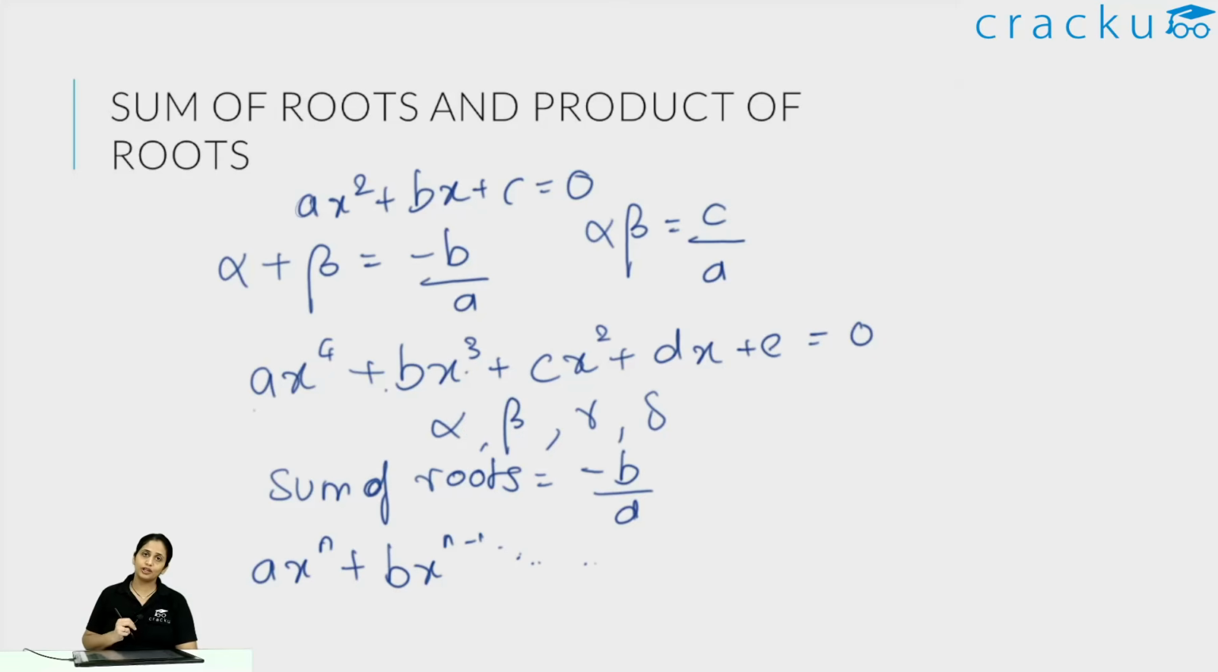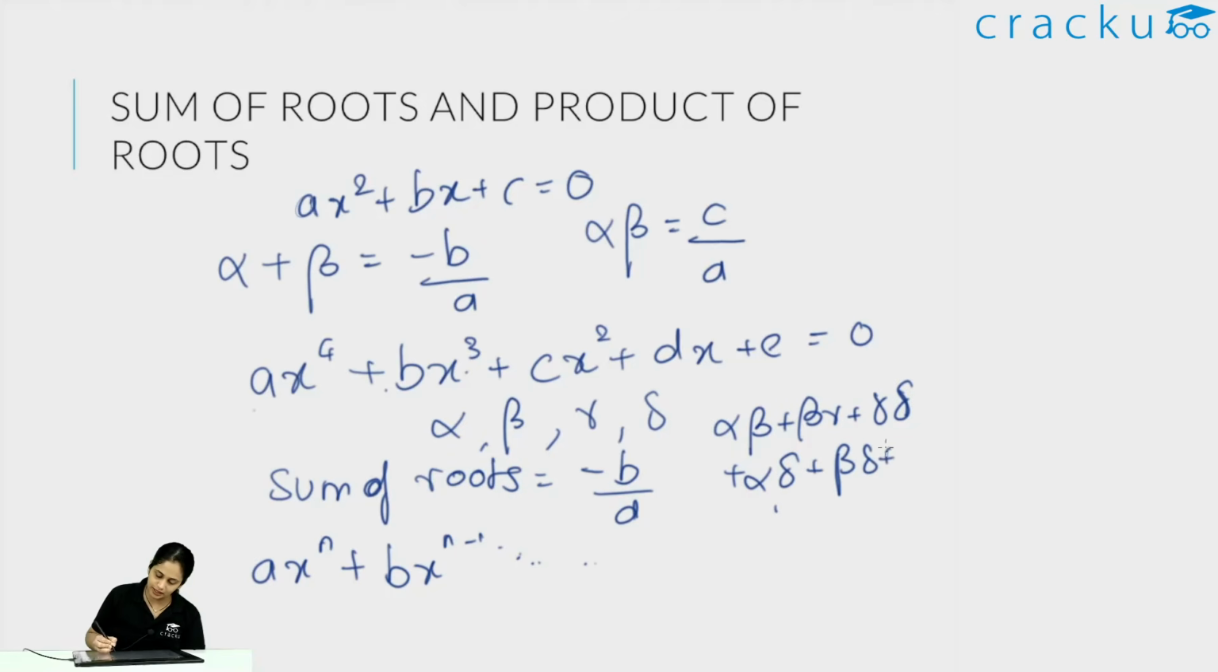Now the sum of the roots taken two at a time, that is basically alpha beta plus beta gamma plus gamma delta plus alpha delta plus beta delta, this is 1, 2, 3, plus alpha beta, beta gamma, and alpha gamma. So these 6, like 4C2 essentially, the sum of the product of the roots taken two at a time, this is equal to the third coefficient divided by a.